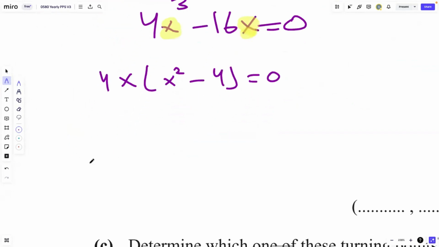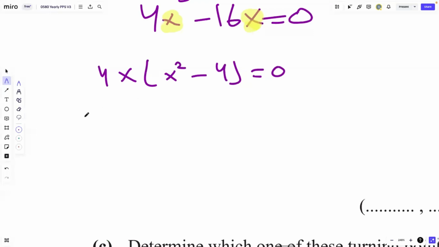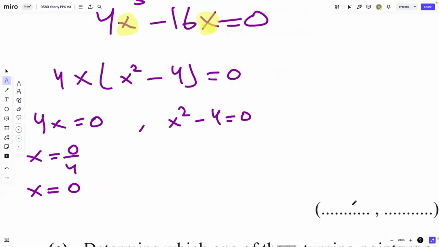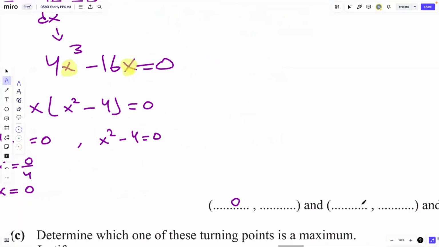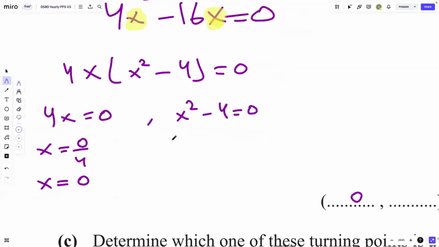Now, we can do two ways of going about this. We can separate them up. So that's 4x equals 0, and x squared minus 4 equals 0. This is going to give me x equals 0 divided by 4, and 0 divided by anything is just 0. That's my one answer. I need to write three sets of points, so that's just one x coordinate. I haven't gotten the y coordinate here. And the two other answers will be arrived at using this one.